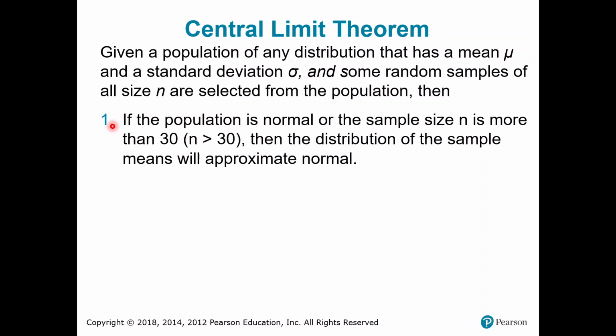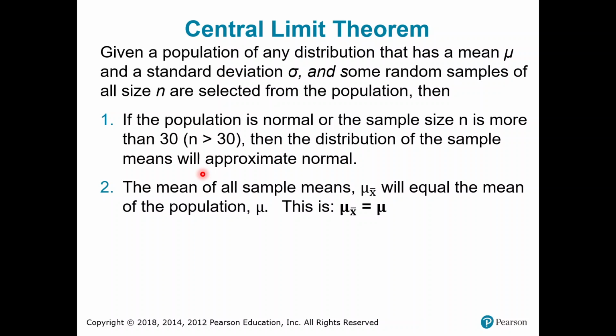Number one, if the population is normal or the sample size n is more than 30, then the distribution of the sample means will be normal. Number two, the mean of all sample means equals the mean of the population.